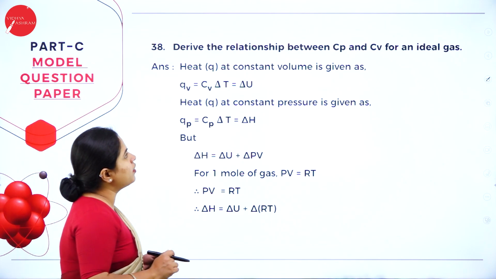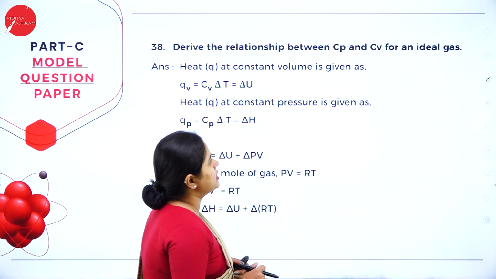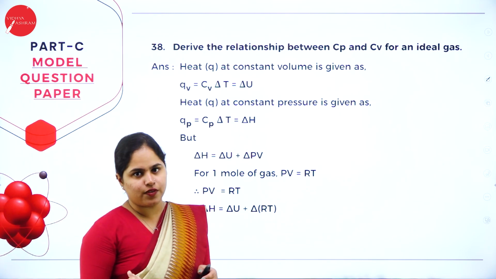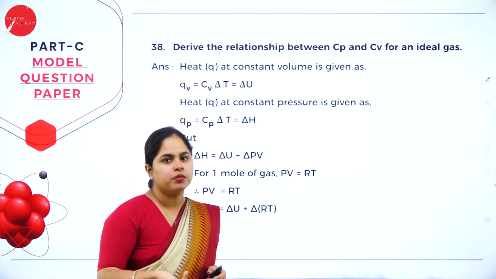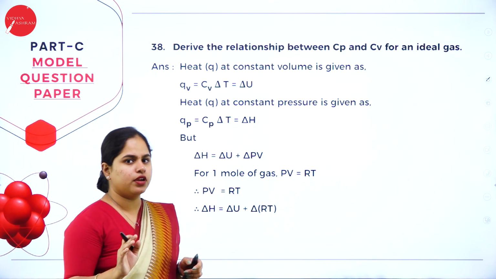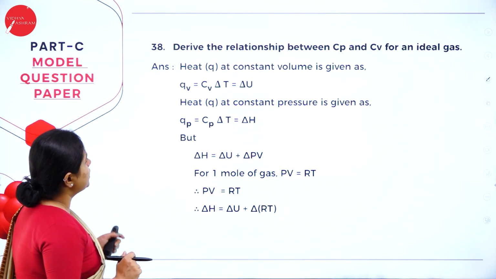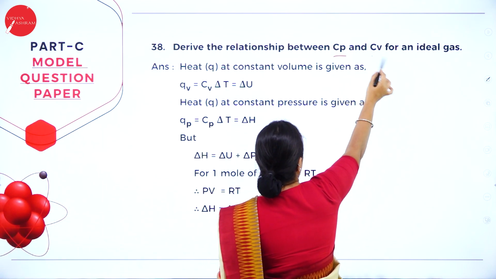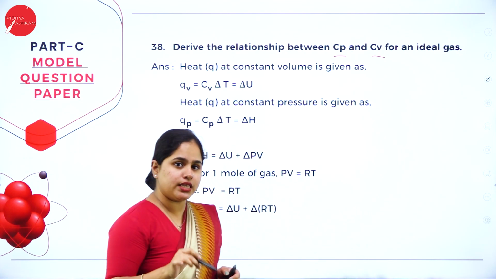Moving on to the next one, derive the relationship between Cp and Cv for an ideal gas. You have already studied this in physics as well as in chemistry, but there is a slight difference in how you derive the equation. So let's see, heat capacity at constant pressure and constant volume, Cp and Cv. You have to find out a relationship between Cp and Cv.